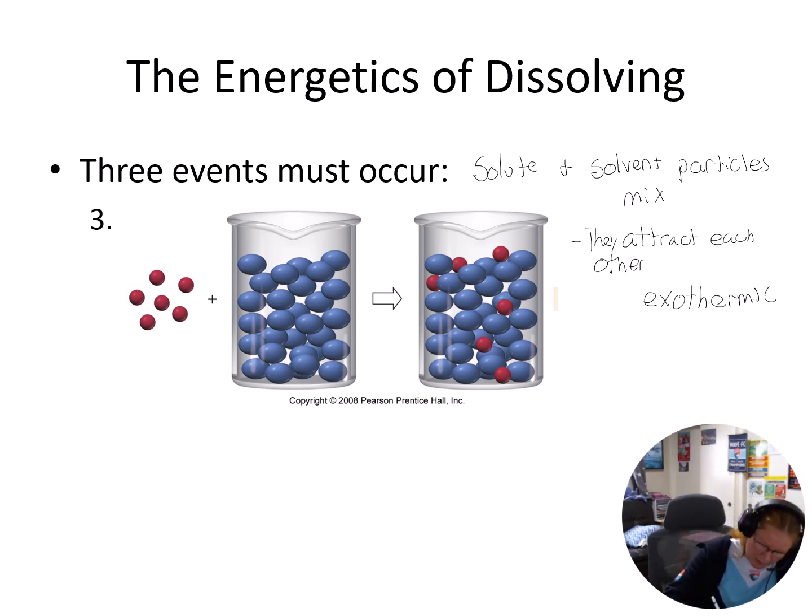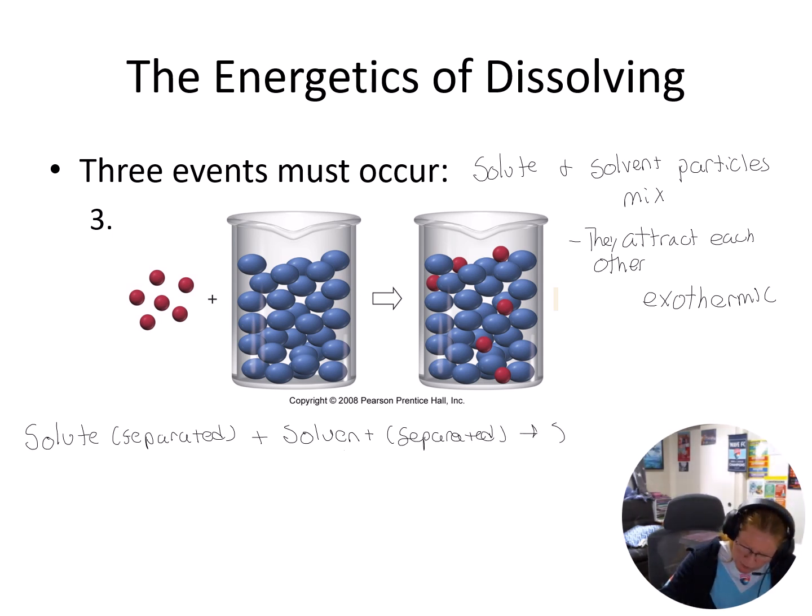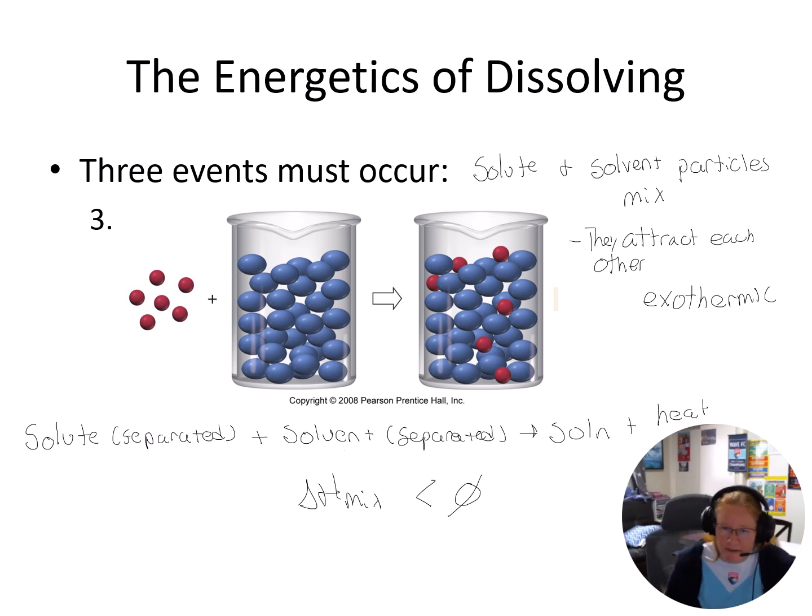All right, so my solute that has been separated plus my solvent that has also been separated is going to give me my solution and heat. All right, and this is our delta H of mixing. And it gives us energy back, so it is less than 0. It's exothermic. Okay, but that's still not the whole story.